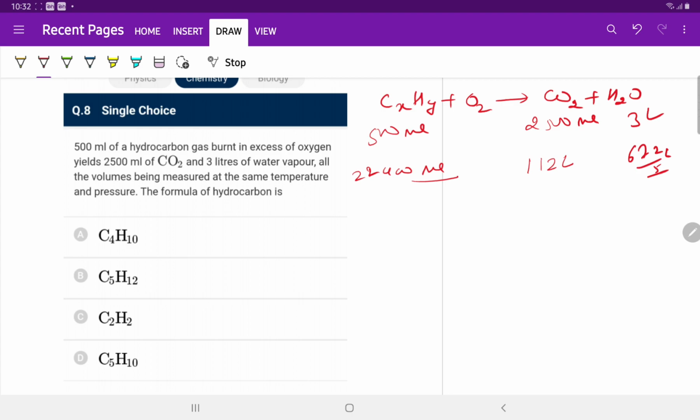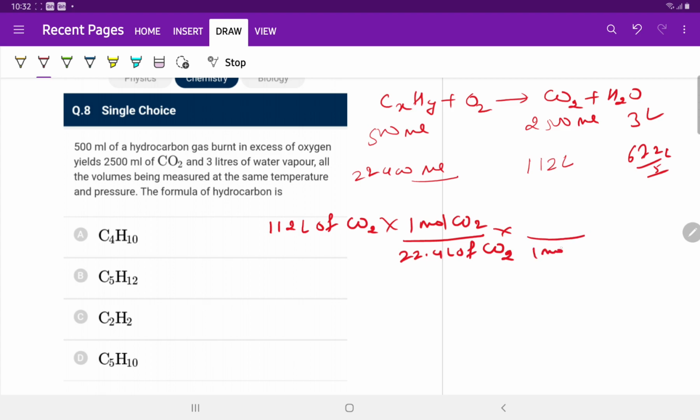Liters. Okay, we have to calculate the moles of carbon by using a conversion factor. 112 liter of CO2. We know very well that 22.4 liter of CO2 contains 1 mole of CO2, and 1 mole of CO2 contains 1 mole of carbon atom. This will give 5 moles of carbon.